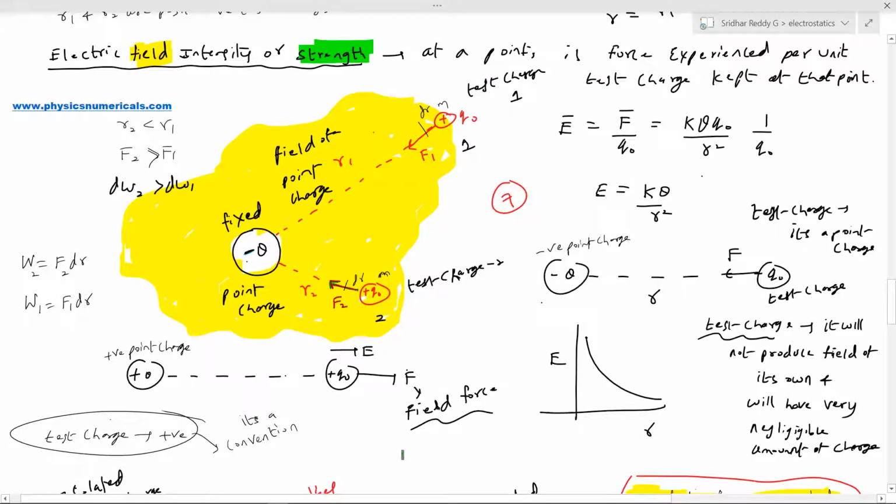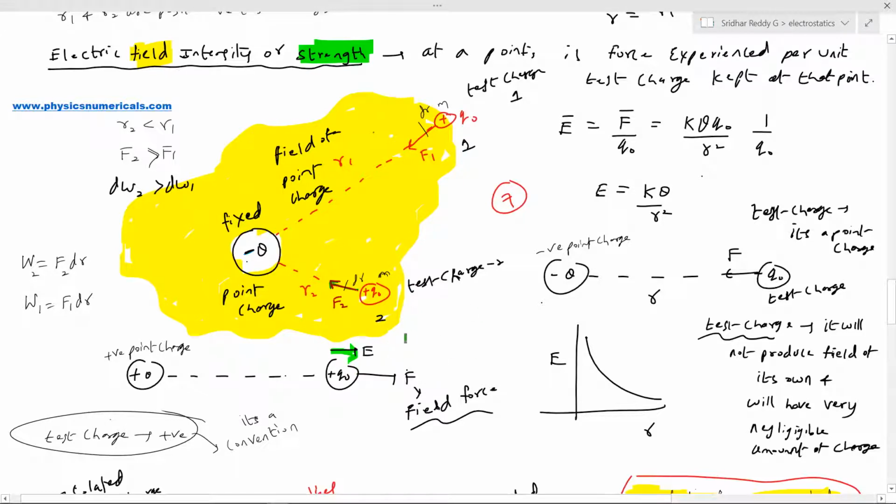Okay, let me come to this one. So now a test charge is kept here. In what direction will this test charge experience a force? It will experience a force towards the right. Then what is the direction of the field? In the direction of the force experienced by the test charge. So the field will be directed towards the right.